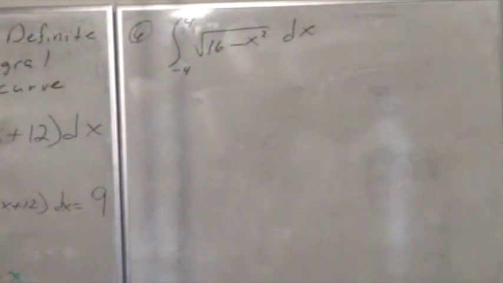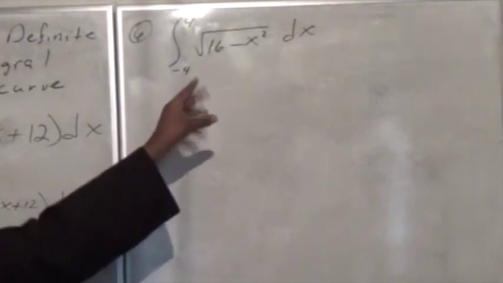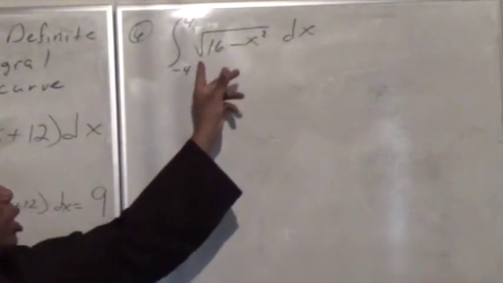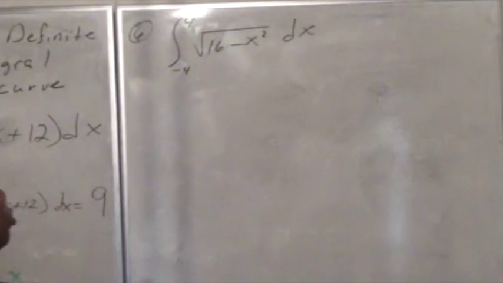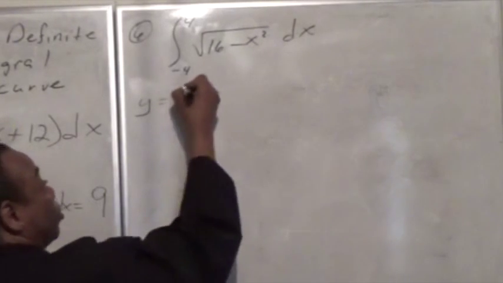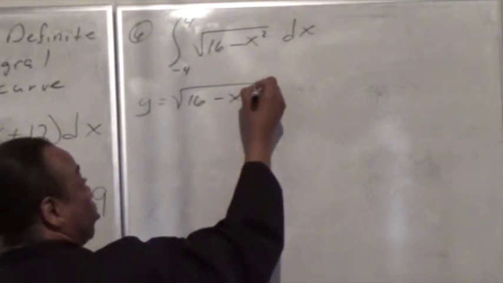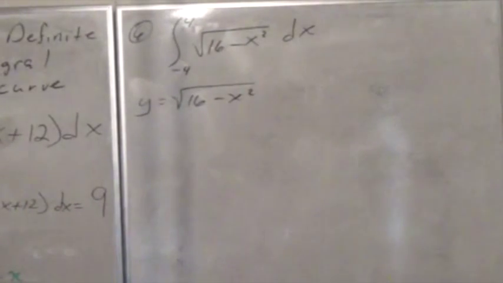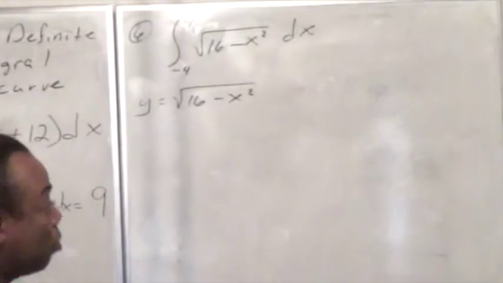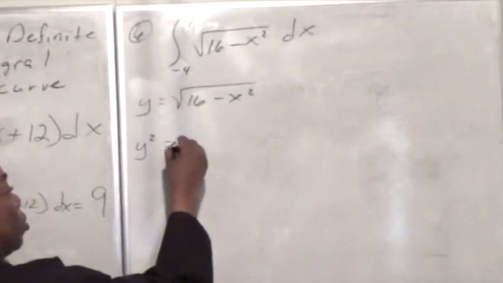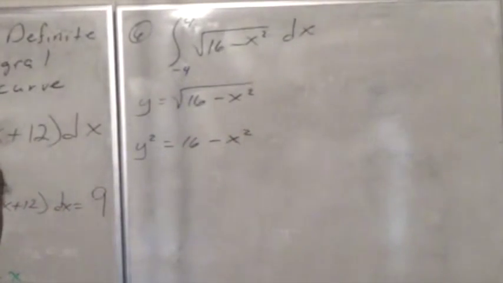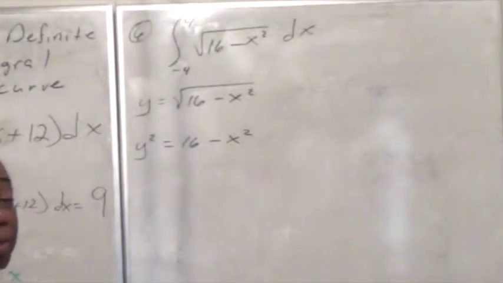We want to find the area underneath the curve between negative 4 and 4 of this function here, the square root of 16 minus x squared. Well, we're going to graph this function. I'm going to call it y instead of f of x. Now, I'm going to simplify this by getting rid of the root and squaring both sides. And I'll add positive x squared to both sides.